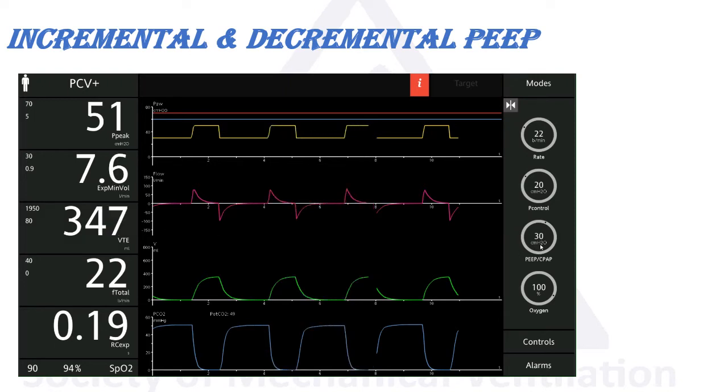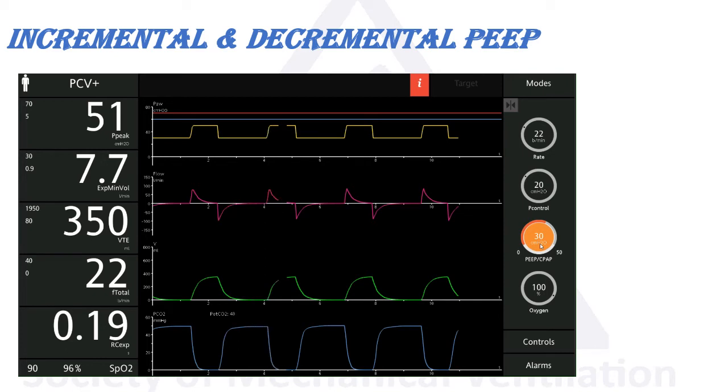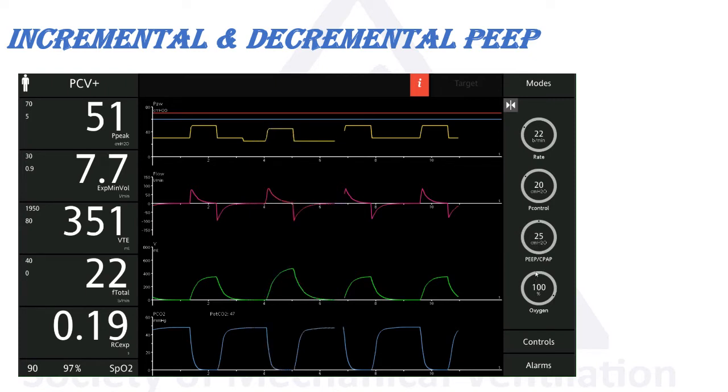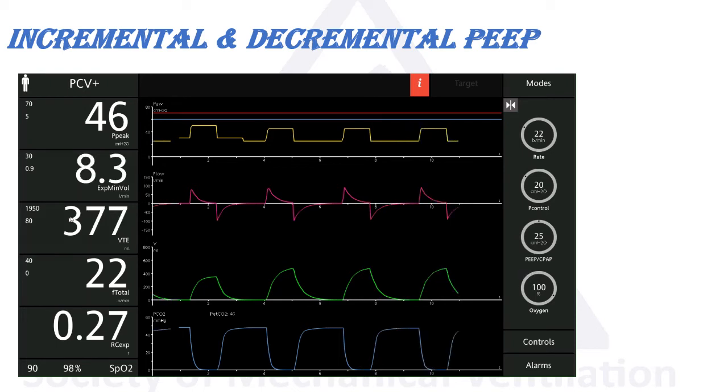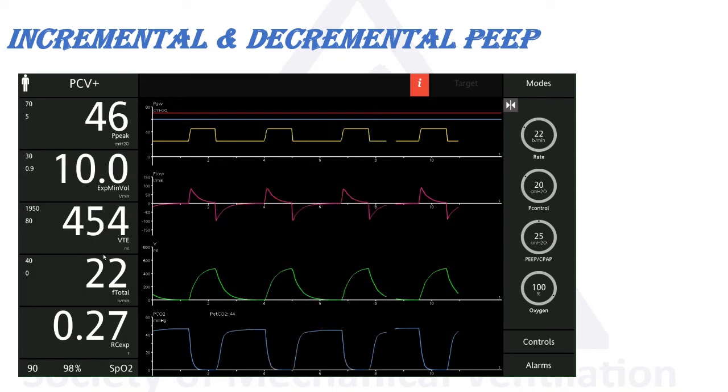So at PEEP of 30, we're going to start coming down slowly, usually in increments of one and give it a minute or two, but we don't have time to do this at this moment, so we'll go by five. At 30 we're having a tidal volume of 351. We'll go down to PEEP of 25, and you should notice that the tidal volume starts to increase when you're decreasing the PEEP, probably because we're over distending some of the alveoli, so the compliance basically improved.